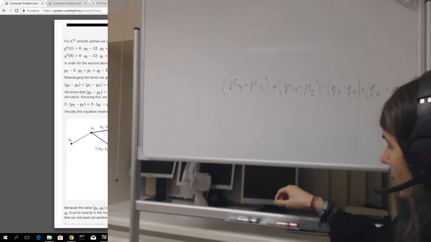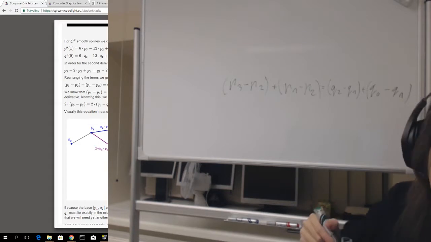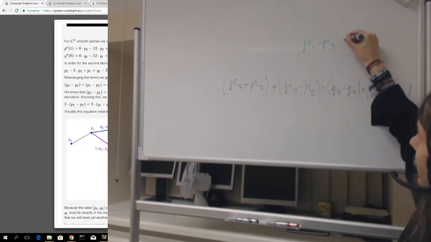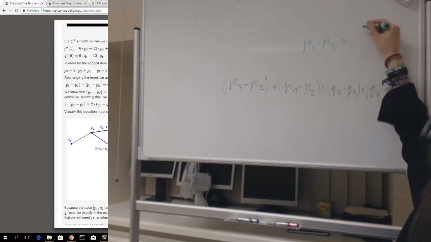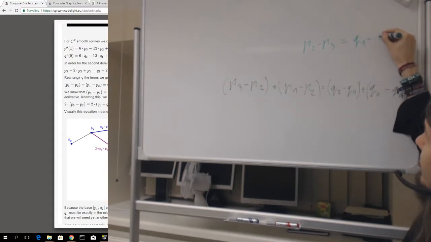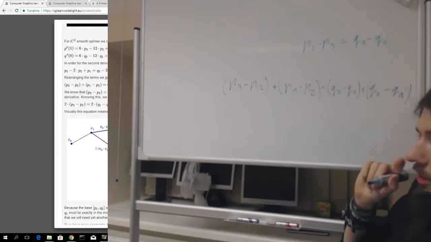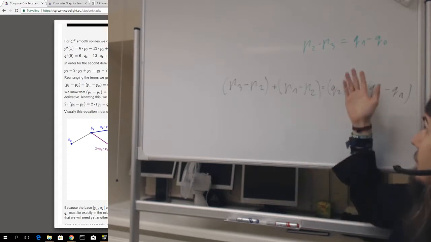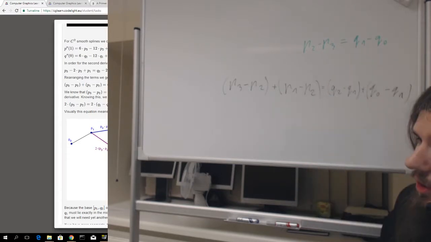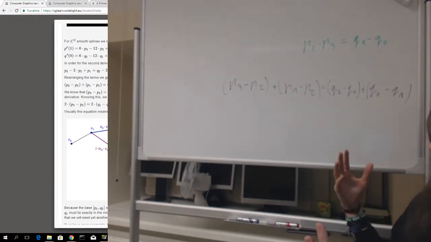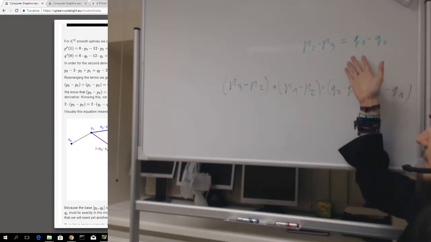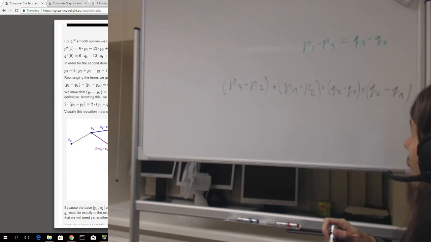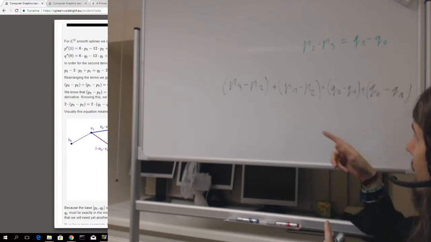Now, one thing we know is that P2 minus P3 is equal to Q1 minus Q0. This is the condition we had for C1 smoothness. So for C1, this needs to hold. If we want to talk about C2 smoothness, then there needs to be C1 smoothness. So we can assume that this needs to hold. So using this, we can rearrange the terms here.